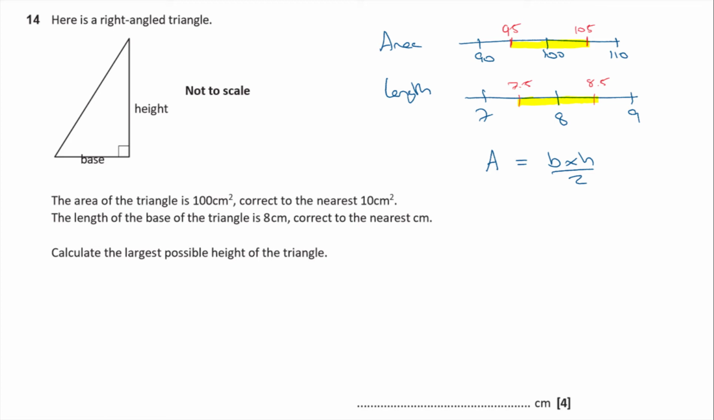Okay, so if I want to rearrange that for height, then times both sides by 2, I'm going to get 2a is equal to b times h, and then dividing through by b, I'm going to get h equals 2a over b. So if h is equal to 2a over b, and I want the height to be as large as possible, which values should I pick? Should I pick the upper bound and the lower bound of the area, or the length?